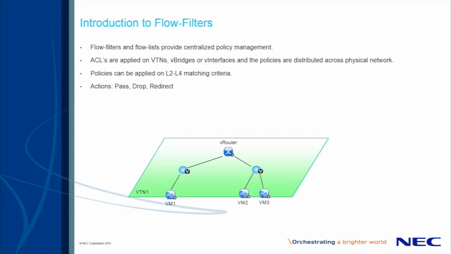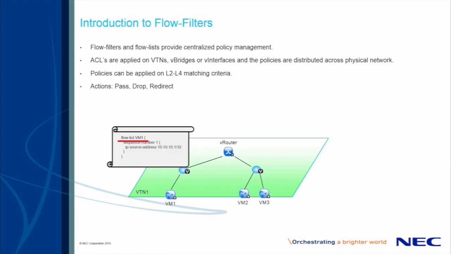Flow lists are used to create flow filters which may be applied to VTNs, vBridges, or vInterfaces within the virtual network. As terminating actions for flow filters, we shall use pass to allow traffic to be forwarded, drop to silently drop packets, or redirect to forward packets to an alternate destination, such as a firewall or virtualized network function.